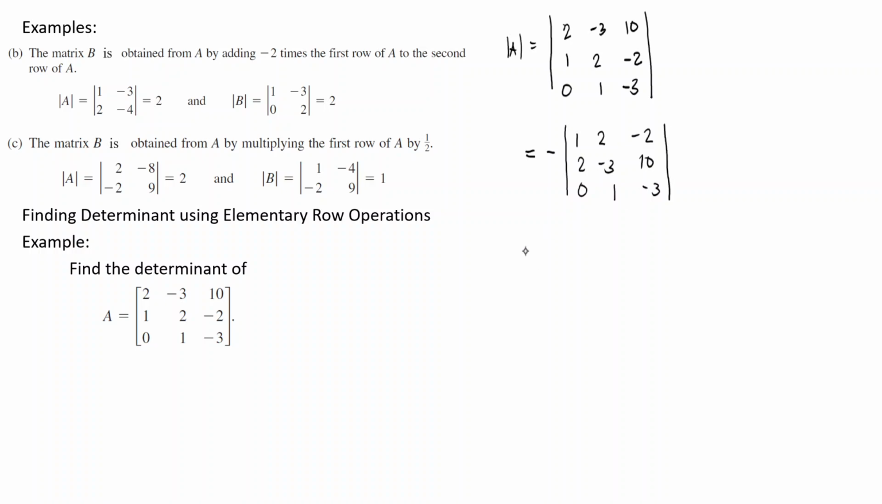Okay, and then next we can maybe interchange also rows 2 and 3, so that we will have 0 below this one here, and then we will have a leading one. So again, interchanging two rows will negate the determinant, so that's negative, and then another negative that will become now positive. So we have 1, 2, negative 2, 0, 1, negative 3, and then 2, negative 3, 10.